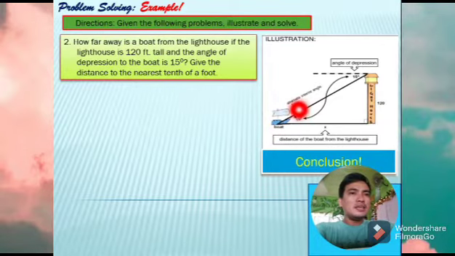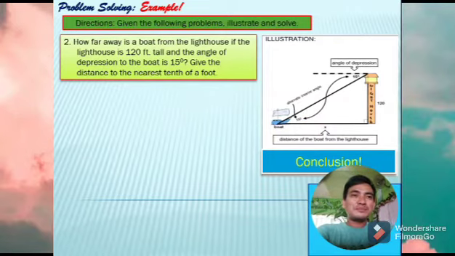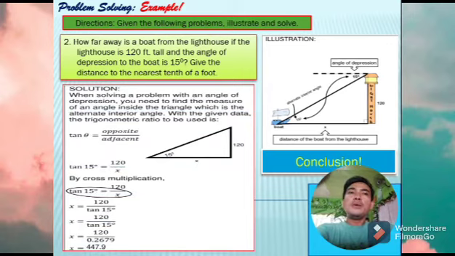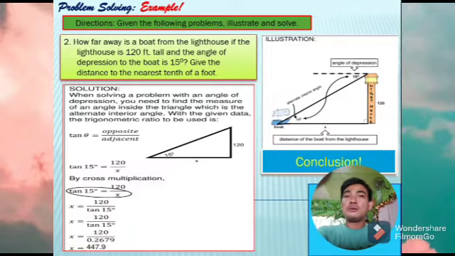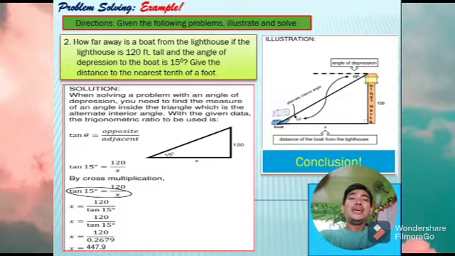So if that's the case, that is going to be very easy for us to solve. When solving a problem with an angle of depression, you need to find the measure of an angle inside the triangle, which is the alternate interior angle. That's what I have told you a while back, that alternate interior angles are congruent. With the given data, the trigonometric ratio that we are going to use, of course, will be tangent, which is opposite over adjacent. So it's somewhat like our problem number 1.